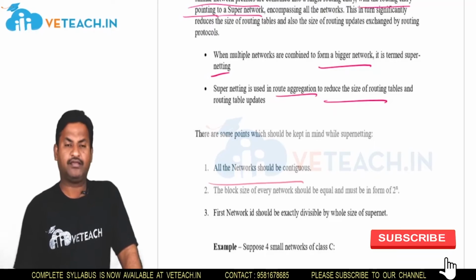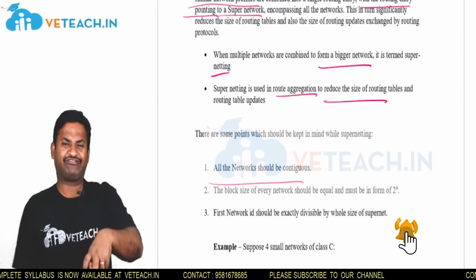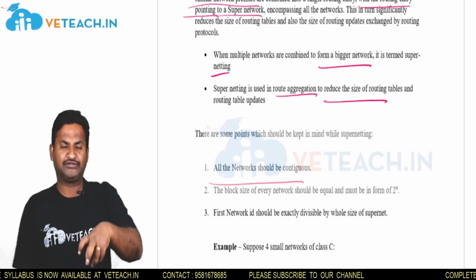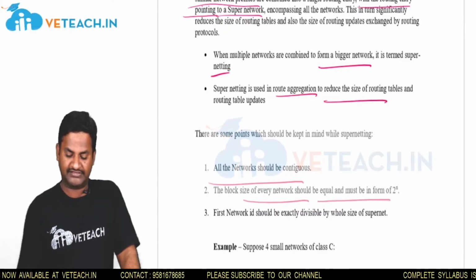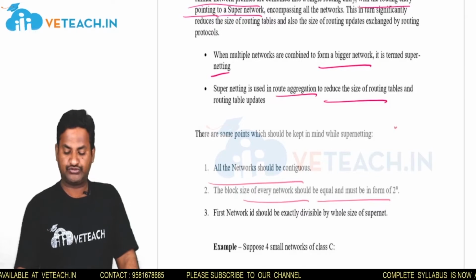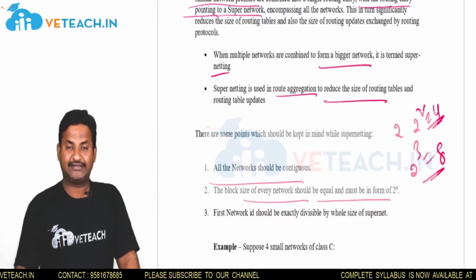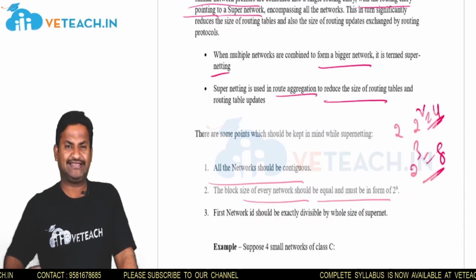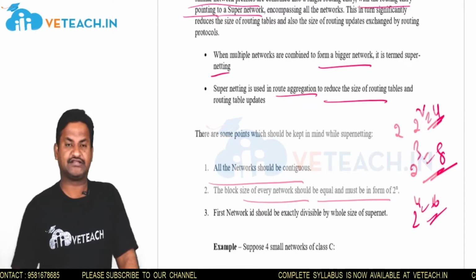All the networks should be contiguous. All the networks are under one kind of network control. The data may be controlled by the network. The block size of every network must be 2 power n. If it is 2 power 2, that is 4. If it is 2 power 3, that is 8. So all the blocks are connected each and every time. Three blocks, 8 connections. If there are 4, 16 connections.